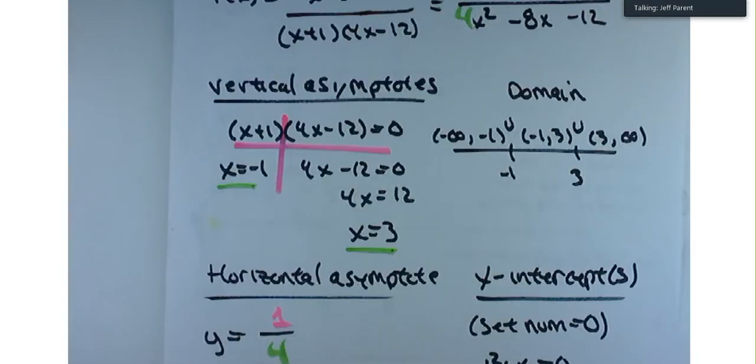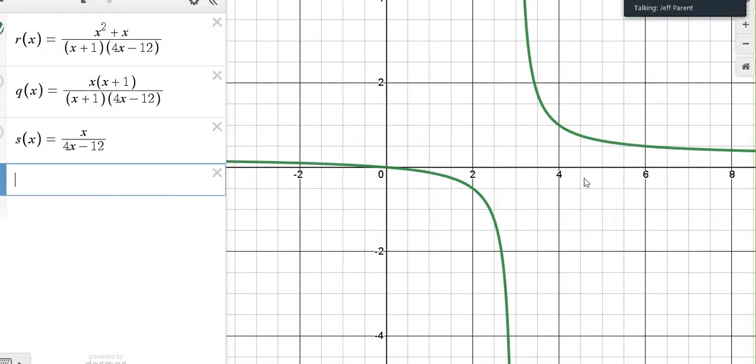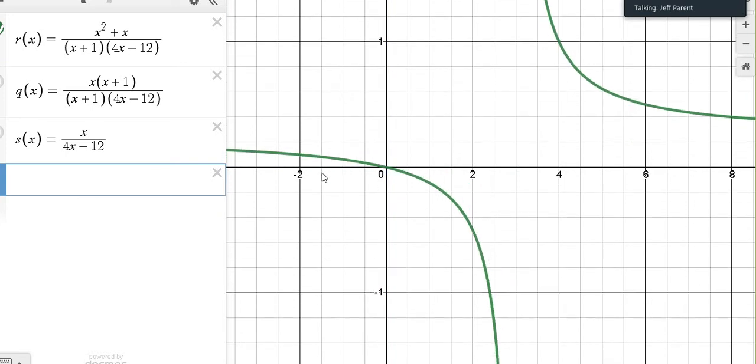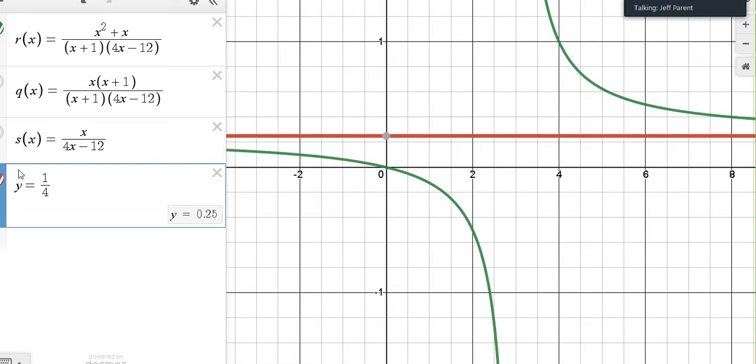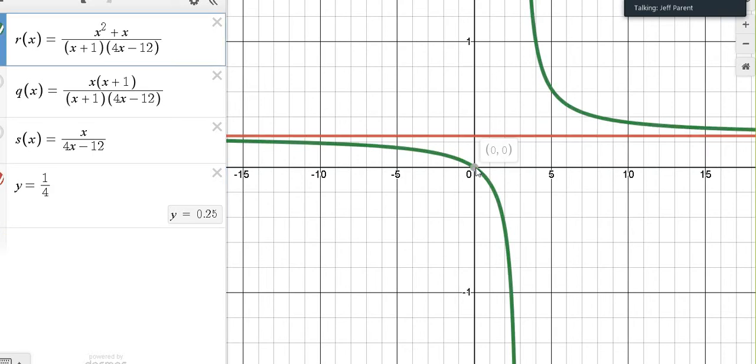Let's see that happening. And you can see it if you were to actually graph y equals 1 over 4. Let's do that. Y equals 1 divided by 4. There's your horizontal asymptote, and it looks pretty good. You move out and the graph is getting closer and closer to that line in either direction. So nice. It has a y-intercept at 0.